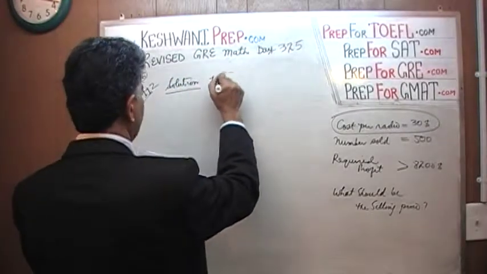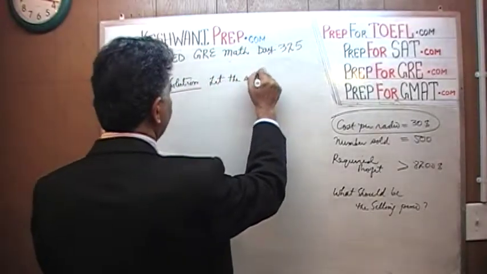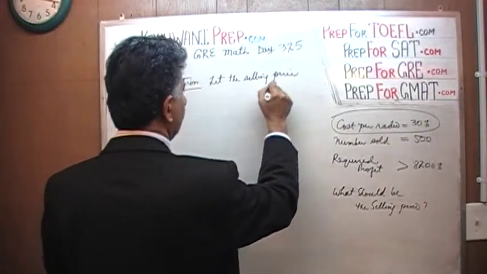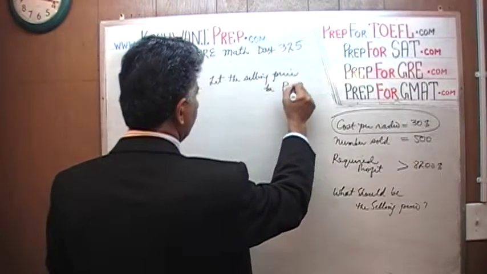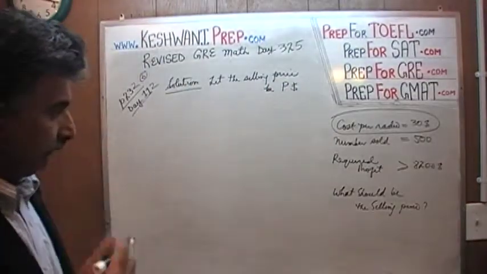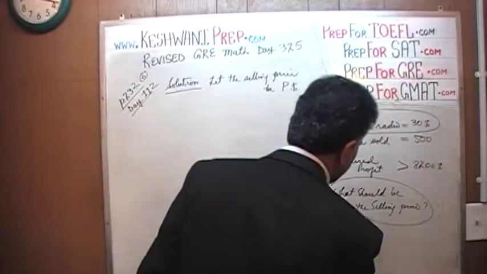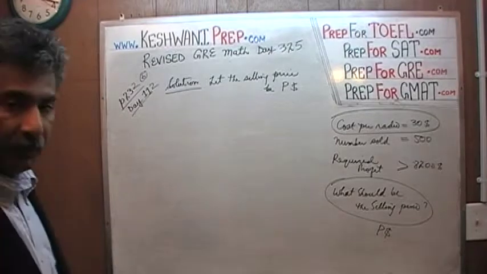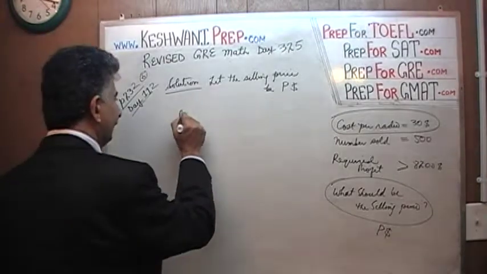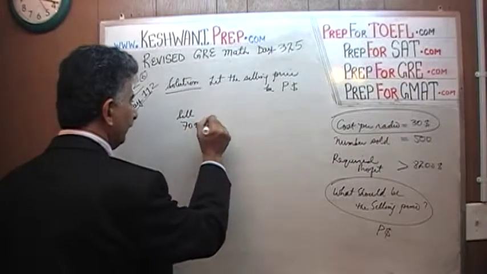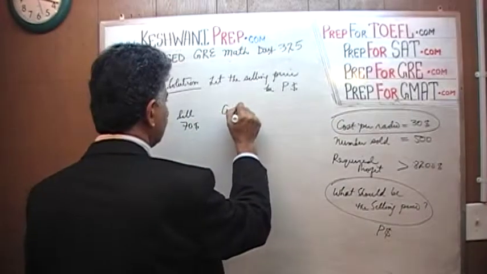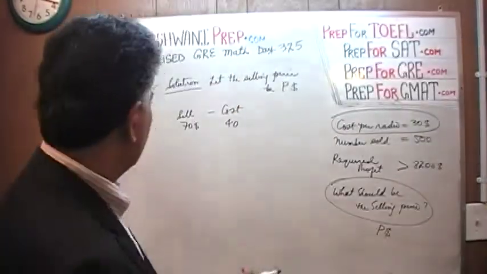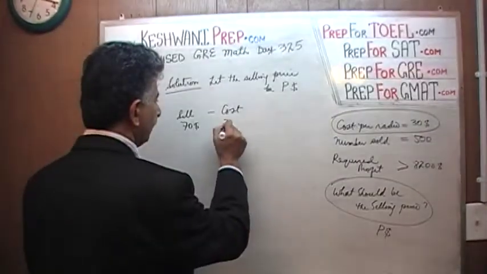We're going to let the selling price be $P. P for price. Selling price is what we are interested in. We're going to represent that with the letter P. For example, if we sell it for $70 and the cost, we are told, is $30.